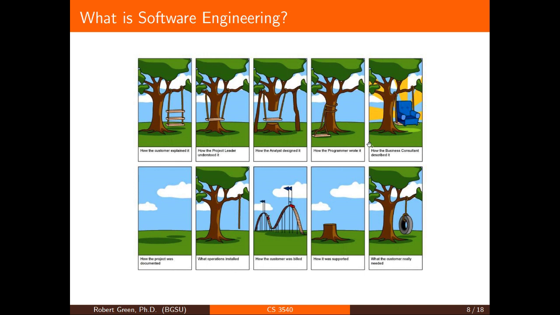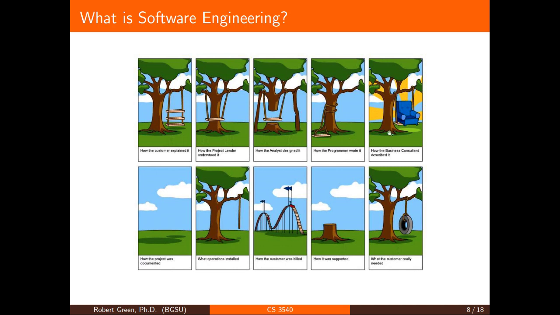Well, here's the classic cartoon to tell us what software engineering is, right? The customer explained that they wanted a tree swing with 3 seats. The project leader somehow understood that they wanted a tree swing that would swing whoever was on it straight into the trunk of the tree. Oh, I love that picture. The analyst designed it so you'd actually swing through the middle of this tree that was hanging balanced up somehow. The programmer didn't even manage to get the swing swinging. They just wrapped it around the trunk and left it there.